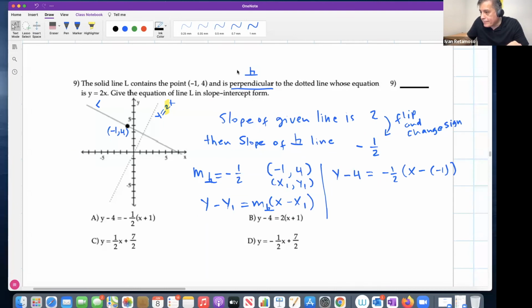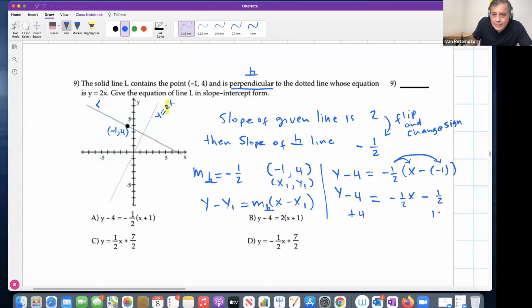So now you see here, and let me show you something. Minus 1/2 times x is minus 1/2 x. But now, what is this times this? Minus and minus is plus, this is plus 1. Negative 1/2 times plus 1 is negative 1/2. But here now, when you add 4 to both sides, look, this disappears. y by itself here, minus 1/2 x, minus 1/2 plus 4, right?